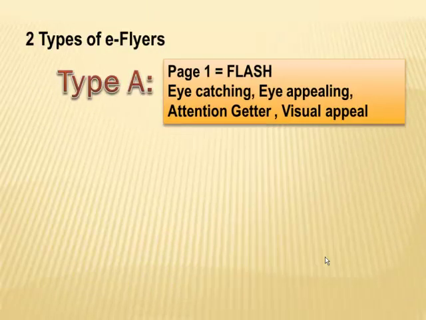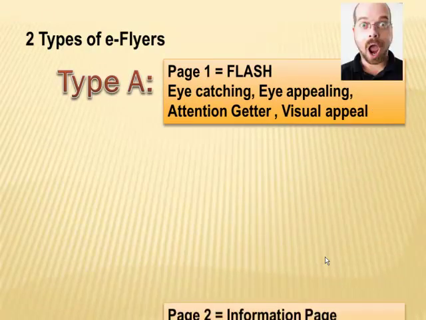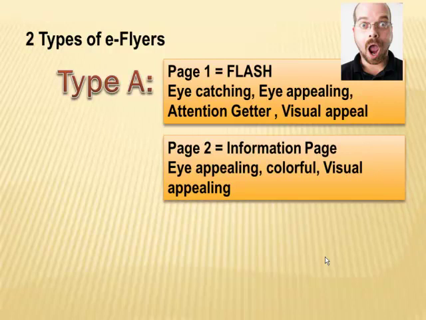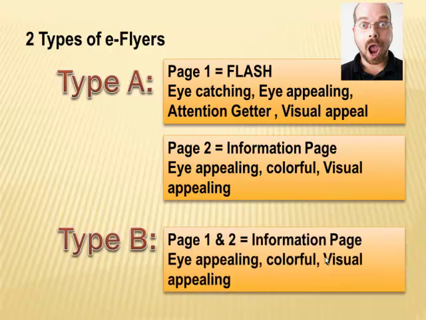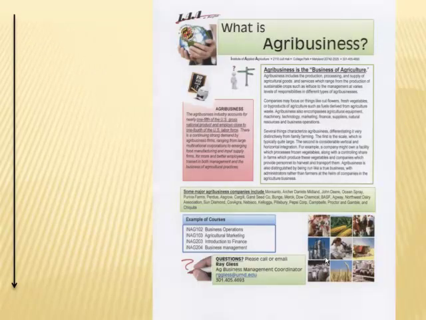Now, basically, we said there are two types of flyers. The first type, type A, has page one as a flash, eye-catching and all that. The second page is the informational page, which is eye-appealing, colorful, visually appealing, but it has more information in it, more text, like the one we'll see here. Then type B is where both pages are informational pages. They don't really have a flash page, they just have information on both sides. So those are the two types, and you'll have a choice of working with one or the other. Here's an example of your information page. I gave you ideas of flashes. This would be the second page, or if you're using type B, that would be an example of page one and then page two as well.